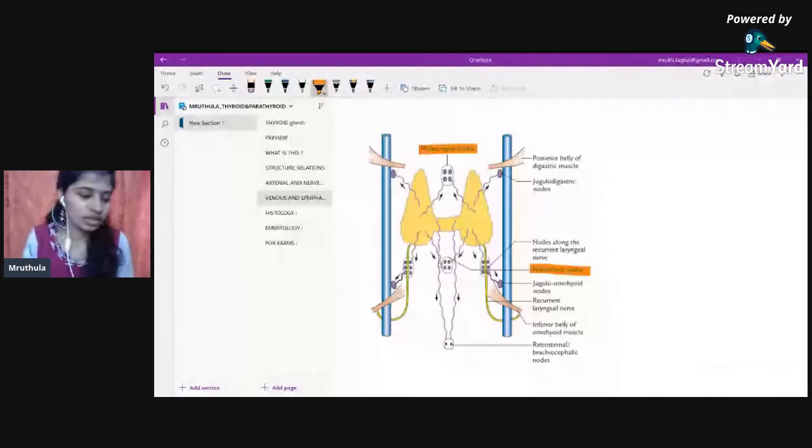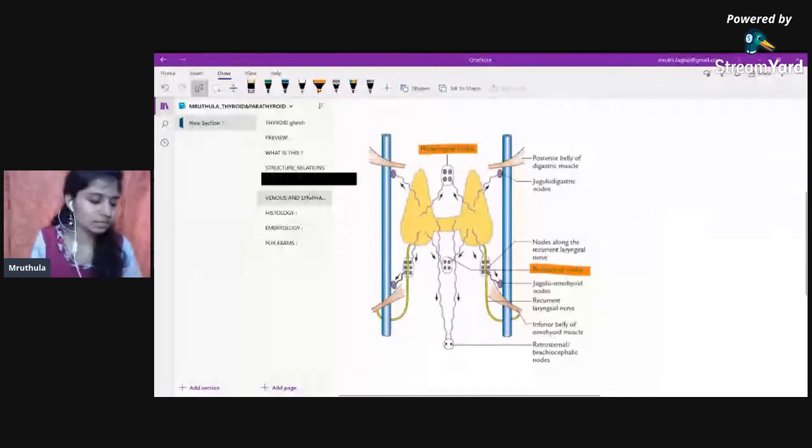So why are these lymph nodes very important? The lymph nodes are important because sometimes when there is a tumor in the thyroid gland, we should know whether the tumor has infiltrated into the lymph nodes. For that, we should know where the lymph nodes are located so that we can find out whether the infiltration has happened or not. Sometimes the swelling in the neck could not be because of the thyroid enlargement. It could also be because of lymph node enlargement. Okay. So that's another clinically important thing we should keep in mind.